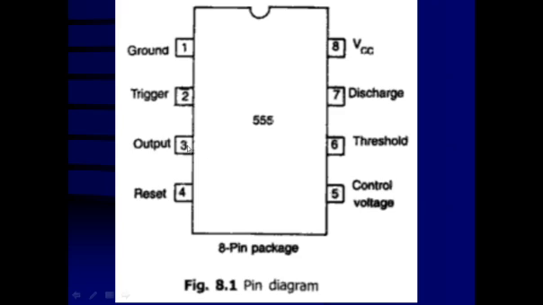Pin number 3 is called the output. The output pulse you are going to derive from pin number 3. This output can be connected to the VCC, or it can be connected to the ground. That means from pin number 3 the output load. Load means anything which is working as a load. It may be a loudspeaker, it can be a further circuit, or whatever load is there.